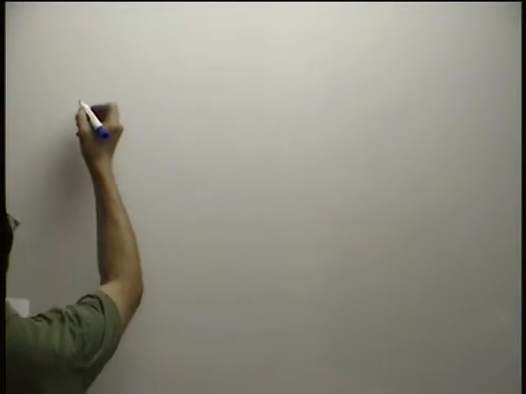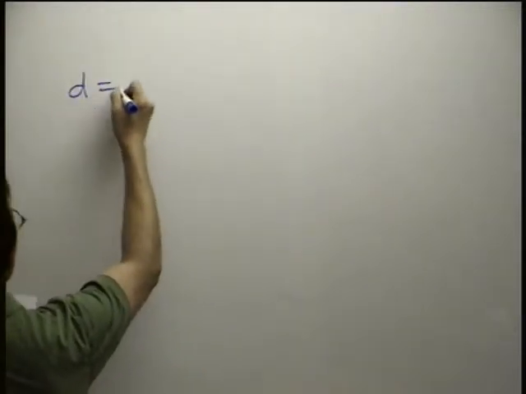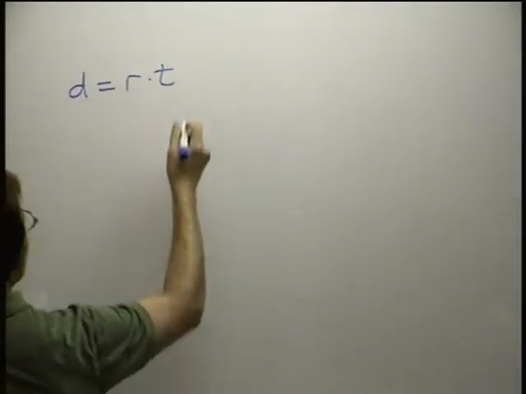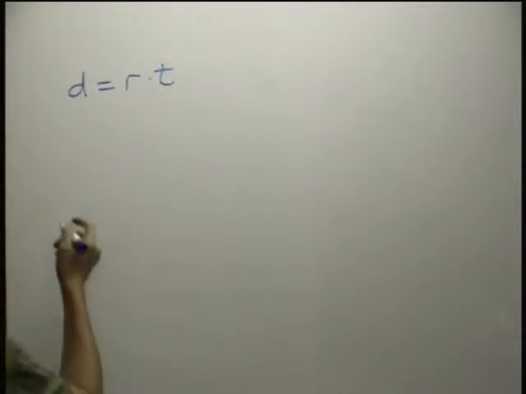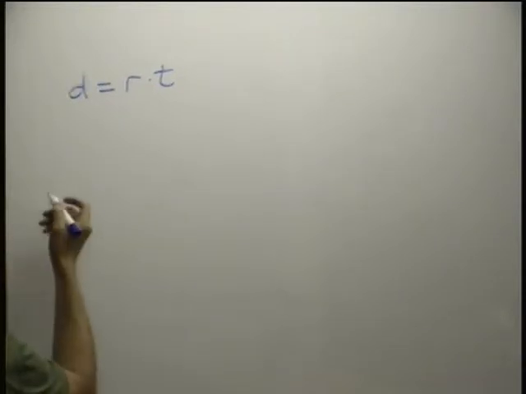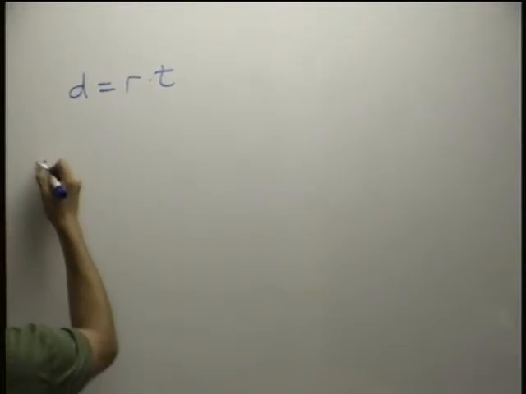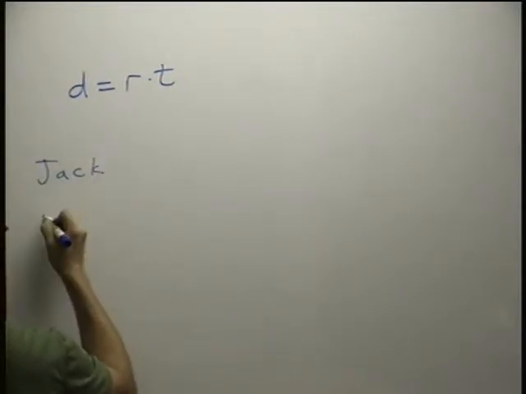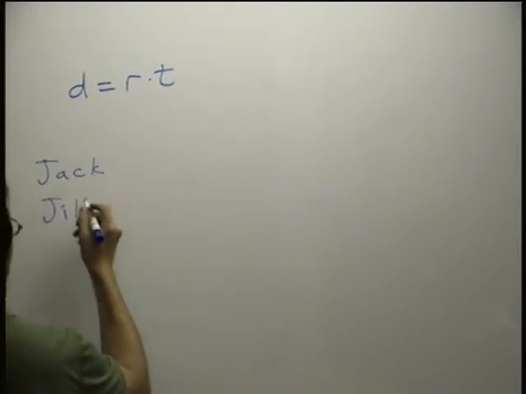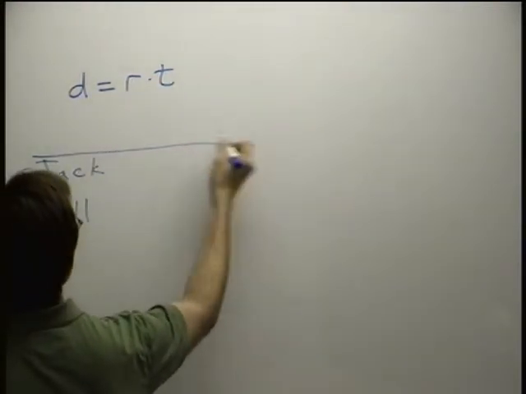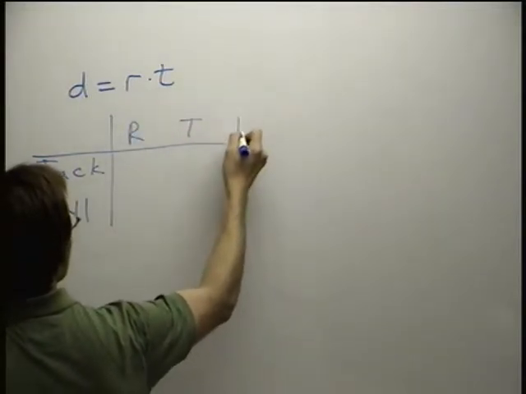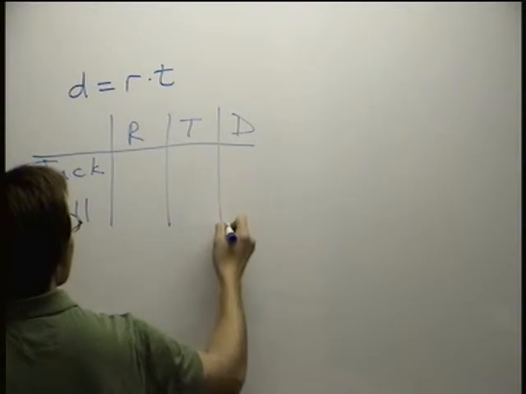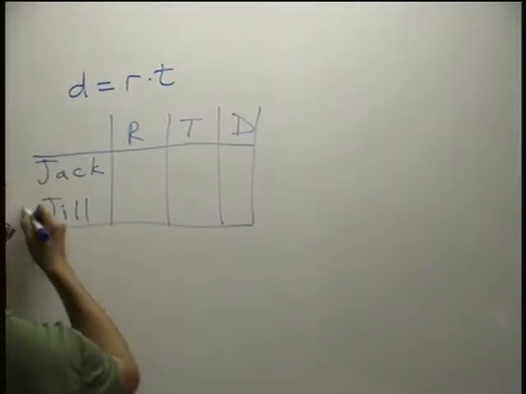To answer this question, we need to use the formula distance equals rate times time. Let's make a chart to sort out our information. We have Jack and Jill, and each of them is moving, so each of them has a rate, a time, and a distance.